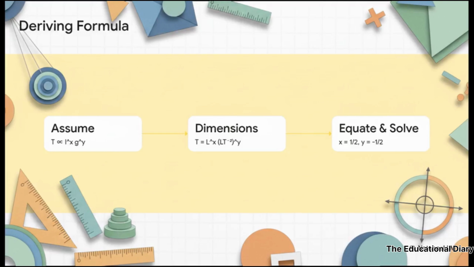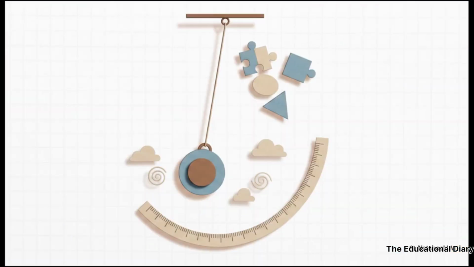Step 3. By matching the powers of L and T on both sides, we solve some simple algebra to find that x equals positive 1/2 and y equals negative 1/2. So when we plug those powers back in, the power of a half becomes a square root, and that negative power drops the gravity right into the denominator. And we arrive at this beautifully simple final formula. T equals a constant k times the square root of L over g. Look at that. Just by knowing the basic dimensions, you logically deduce the actual physics formula for a swinging pendulum.